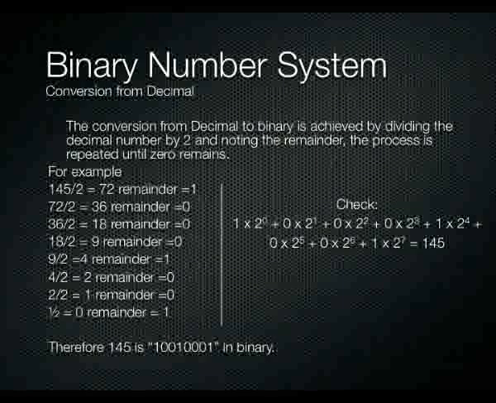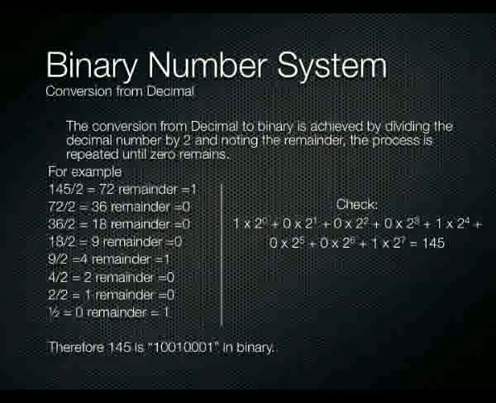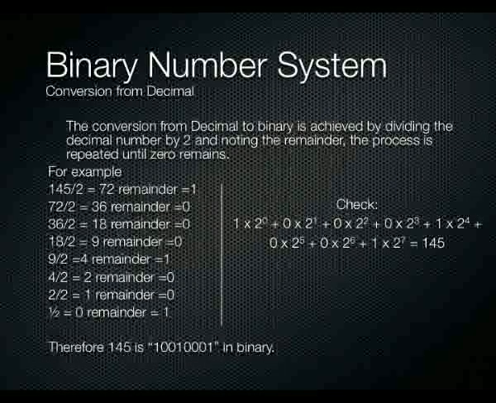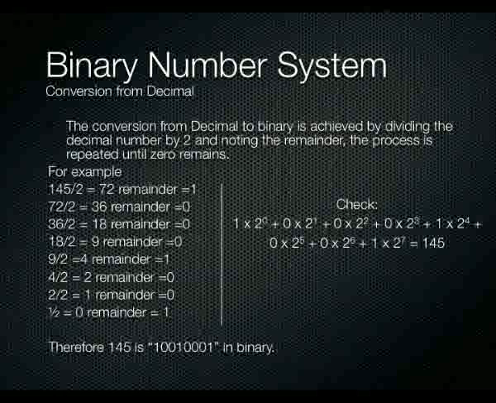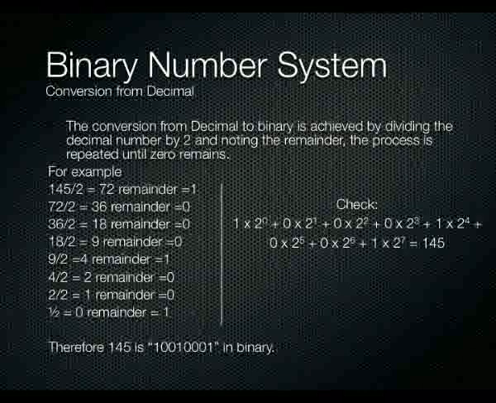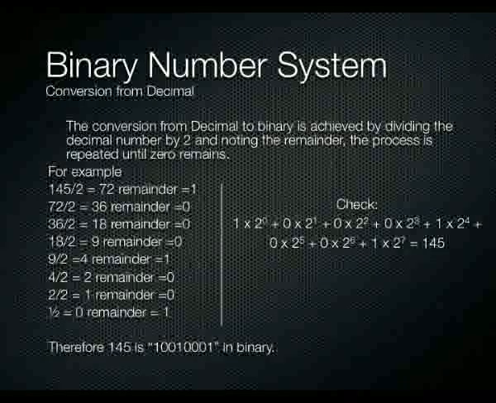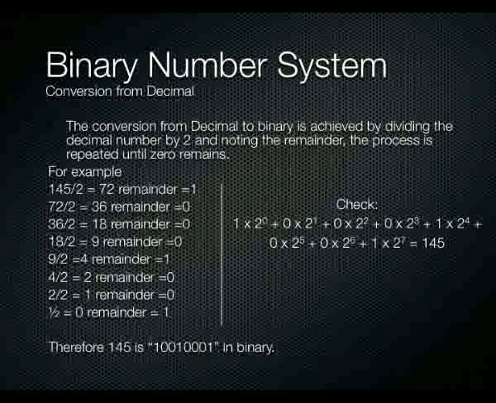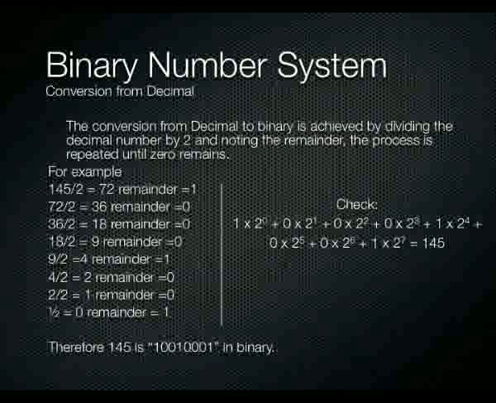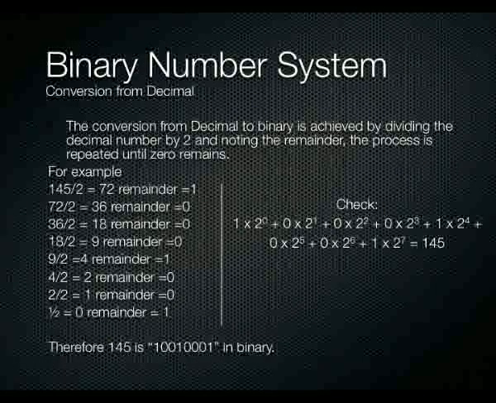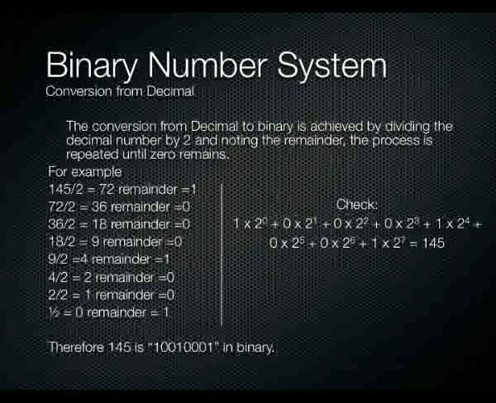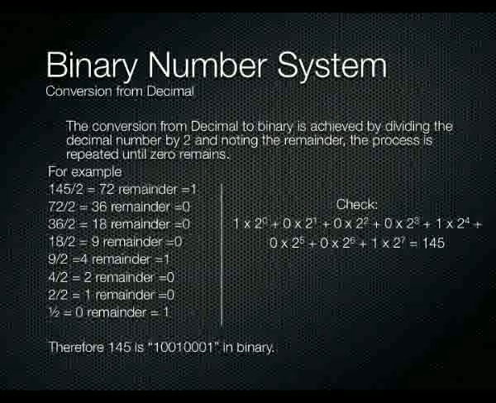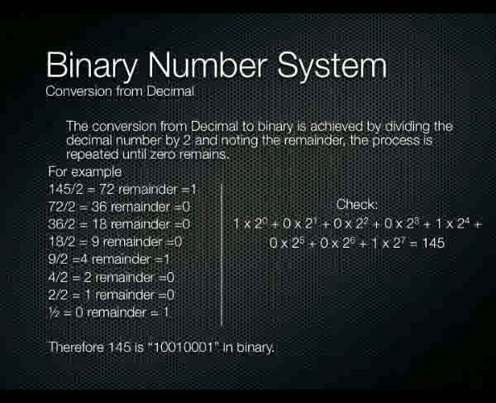Then we divide the quotient again, in this case 72 by 2, which gives us 36. And in this case we've got a remainder of 0 because 72 was an even number. Then we take 36, we divide it by 2, we get 18. Still we have a remainder of 0. We take 18, we divide it by 2, we get 9. Still a remainder of 0. We then take 9 and we divide it by 2, we get 4. In this case we have a remainder of 1 because 9 was an odd number. Then we take 4, we divide it by 2, we get 2, and we have a remainder of 0. We take 2, we divide it by 2, we get 1 with a remainder of 0. We then take 1, divide it by 2, we get 0, and a remainder of 1.